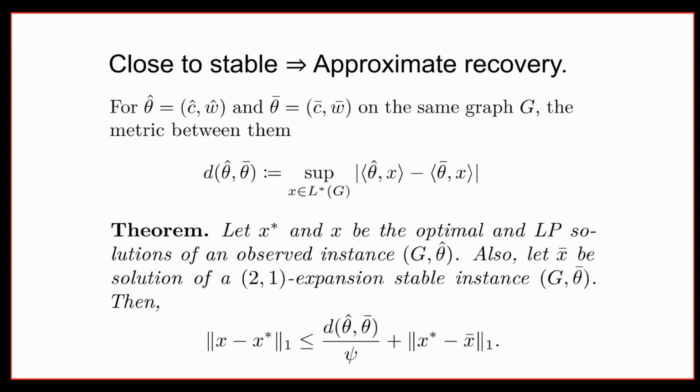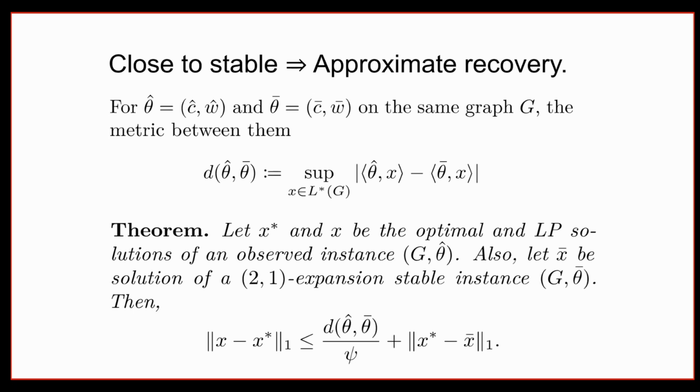So if you look at any other stable instance, theta bar, then this Hamming error is at most this distance d between this theta hat and theta bar with this psi, where psi is just some... So the psi is an additive stability parameter. Like we had both these edge weights and node costs. So you're allowed to multiply these edge weights, but for the node cost, you are only allowed to add. So that's some technical detail.